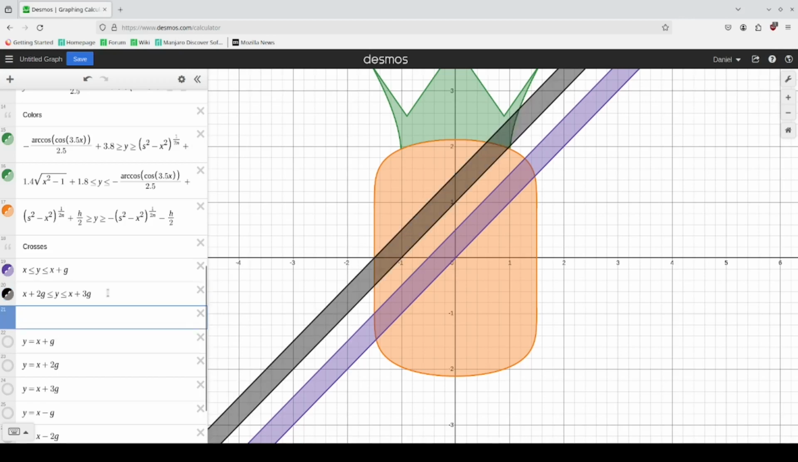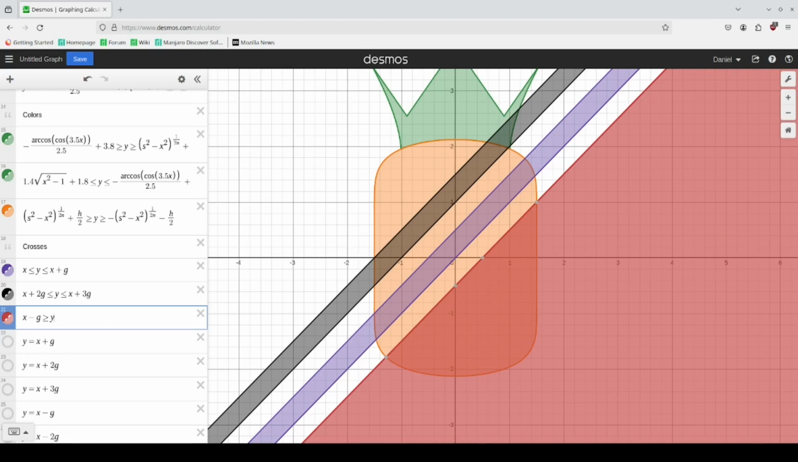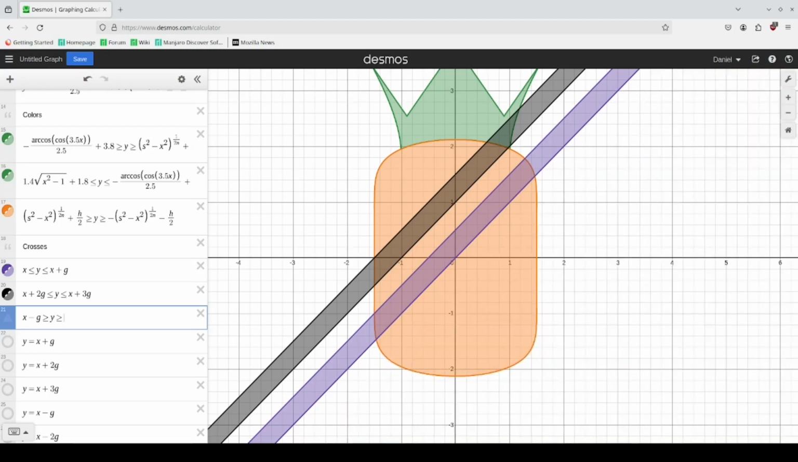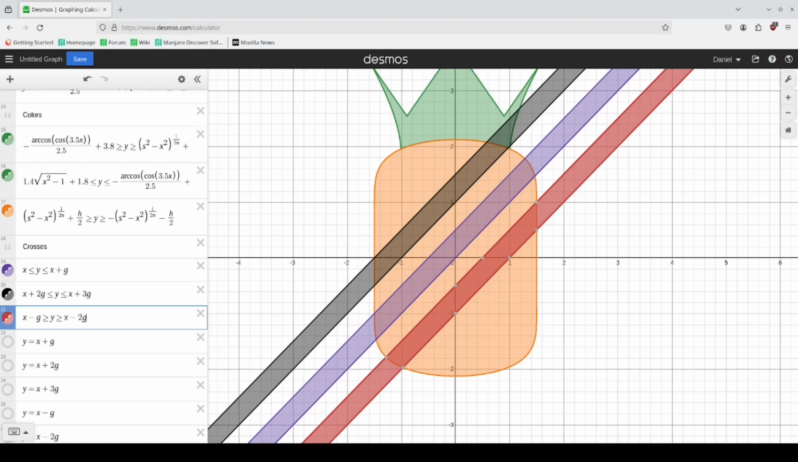And so we do the same thing on the bottom here. x minus g, this is the top equation. And what falls underneath it is x minus 2g. And it's the same process going the other way, so I'm not going to do all of it. I just want to do this purely for demonstration. And then we'll go the opposite.